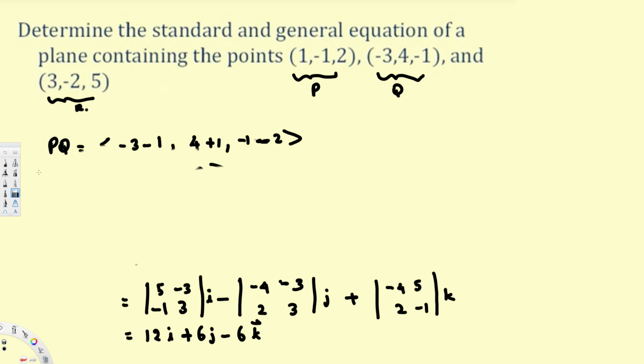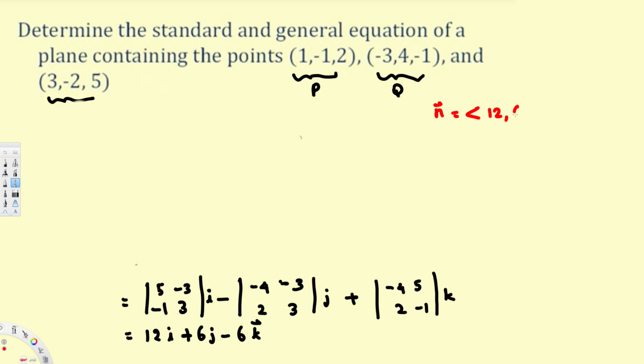Okay, so in order to solve this problem, we need a normal vector and a point. We found the normal vector, right? So the normal vector is 12, 6, minus 6, and you can choose any point for the point vector. So here we are going to choose this one. Let's choose this one, 1, minus 1, 2. Now we have a normal vector and a point.